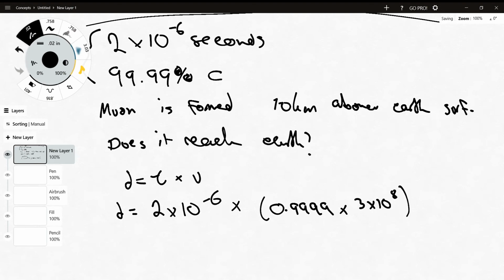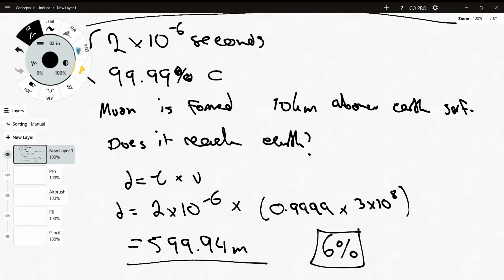Alright, does it reach Earth? So what we find is 2 times 10 to the minus 6 times 0.9999 times 3 times 10 to the 8 is around 599.94 meters. Now, 600 meters, over 10 kilometers, is only 6% of where we need to be. So the probability that it'll reach the surface of the Earth is very, very low.